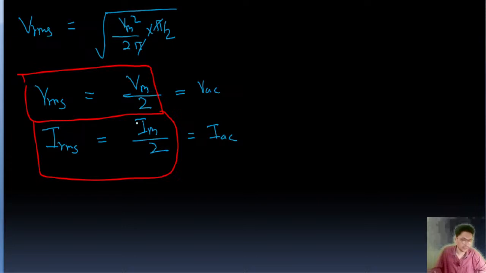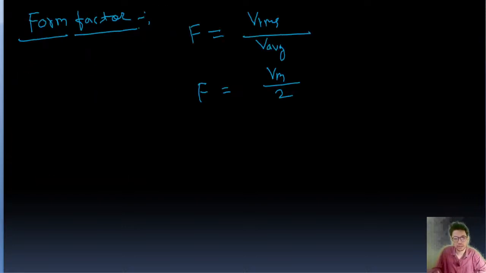Vm by 2 and this Im by 2. Right? So this is Vm by 2 and V average value we know. So that is Vm upon pi, right? So Vm is going to be cancelled and this value is pi by 2.